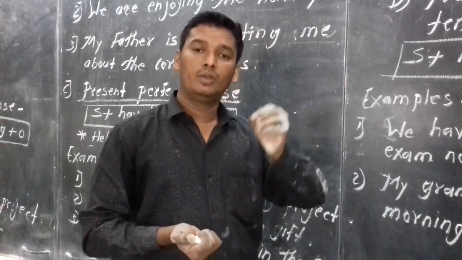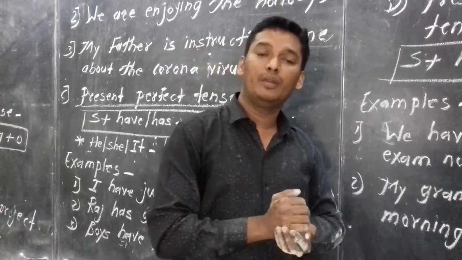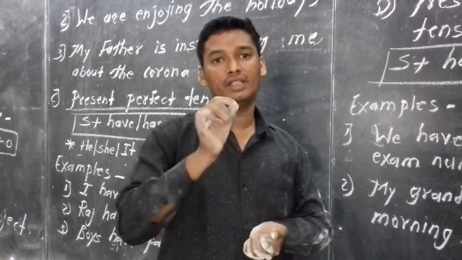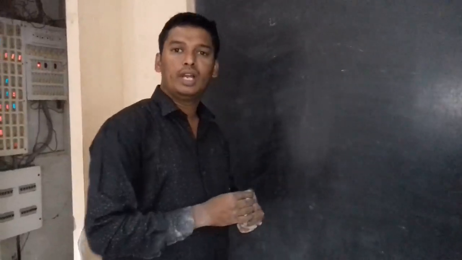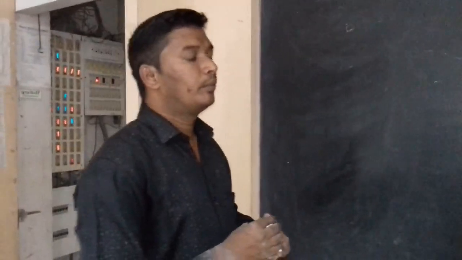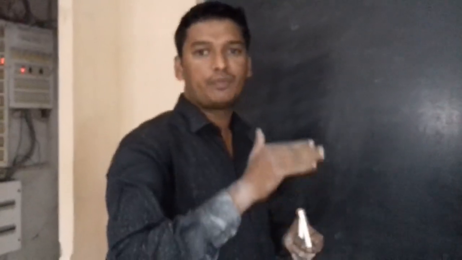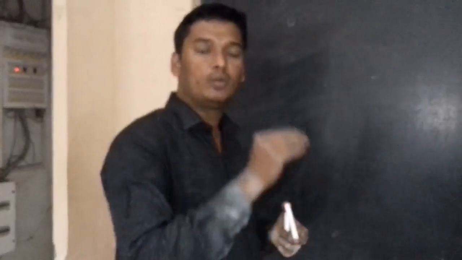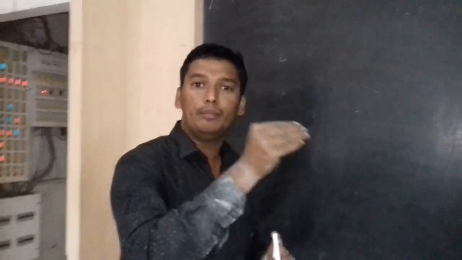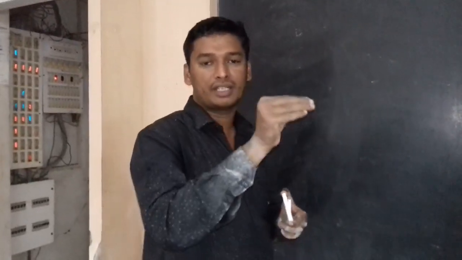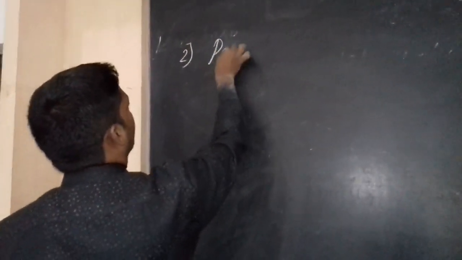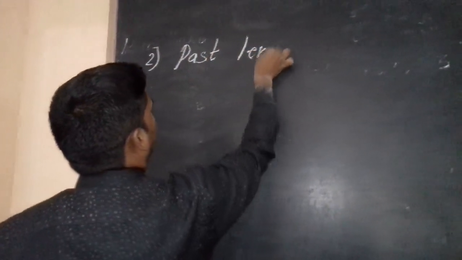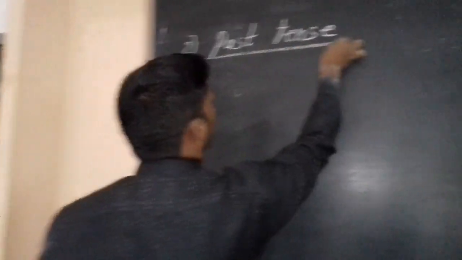Now I am going to teach you the second main kind of tense, that is past tense. We have just learned present tense and its four sub-kinds. Now I am going to teach you the second main kind of tense, that is past tense and its four sub-kinds. Pay attention to the book. Second, past tense.